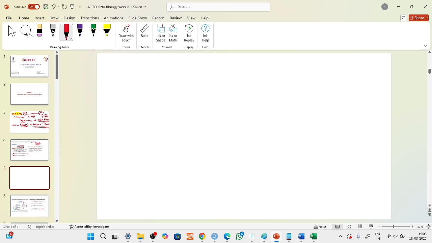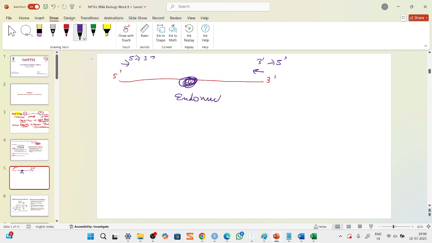So first, if this is your mRNA, this is your 5' end, and this is your 3' end, your decay can happen from this side. So it is 5' to 3' decay. Decay can happen from this side, so it will be 3' to 5' decay. Or decay can happen if some endonuclease comes and attacks somewhere in between. So it would be attacked by the endonuclease.